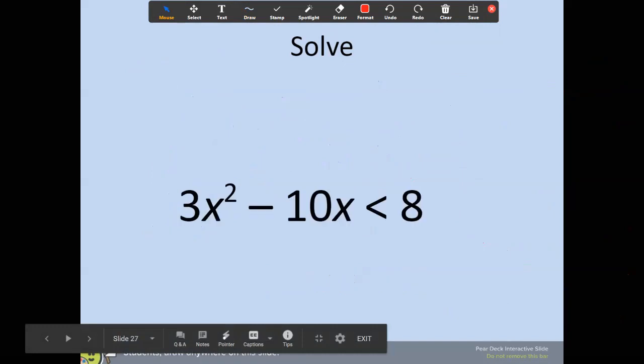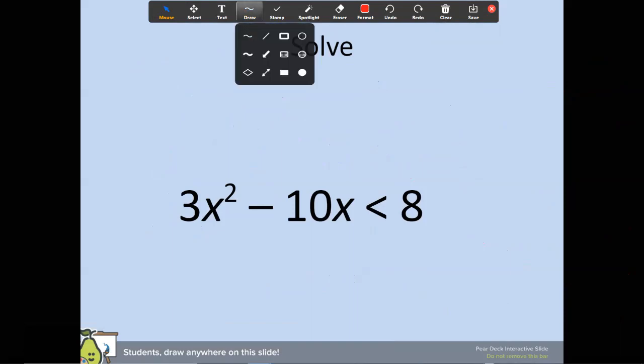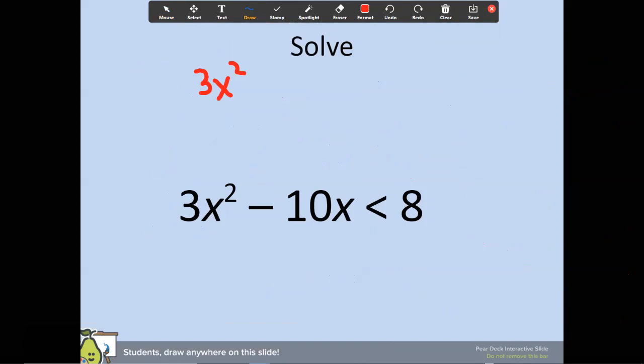Okay, so here we have a quadratic inequality. I'm going to start higher than lower this time. I am going to bring over the 8, so it's 3x squared minus 10x minus 8 less than 0. My inequality will not change unless I multiply or divide by a negative. So you can keep your inequality, and just understand that the only time it will ever change is if you physically multiply both sides by a negative, or divide both sides by a negative.